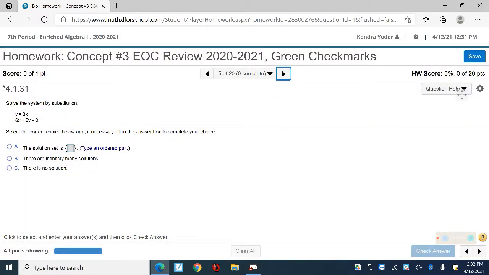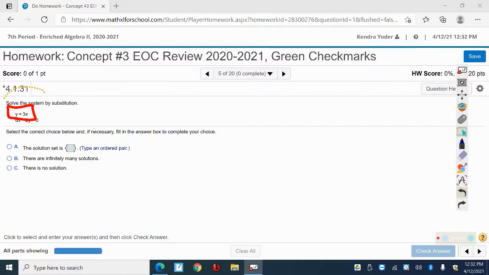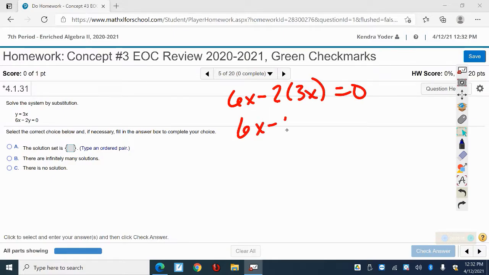Same concept here. This is by substitution this time, though. Substitution means this is already solved, so I'm simply going to plug that in. So if I plug that in, I'm going to have 6x minus 2 times the 3x is equal to 0. So 6x minus 6x is equal to 0, so 0 is equal to 0.